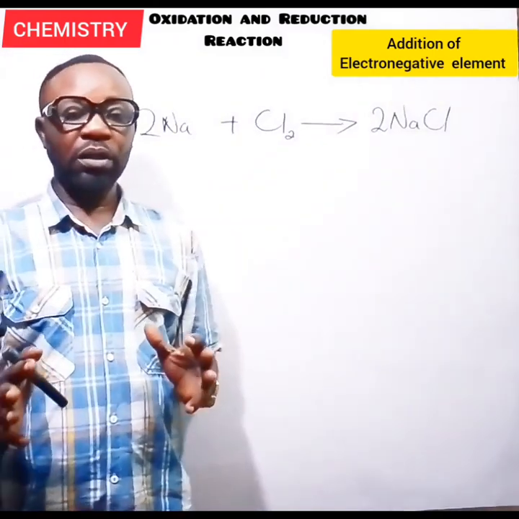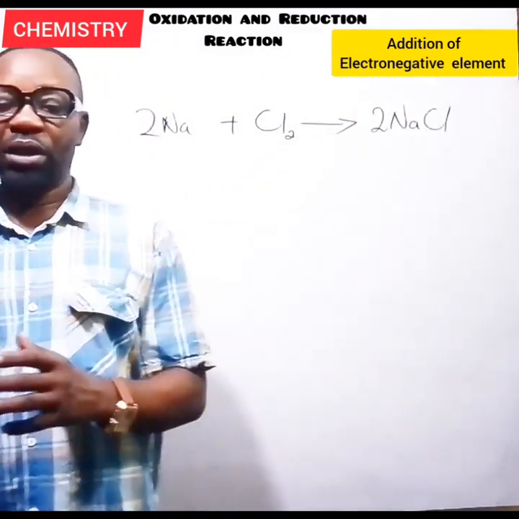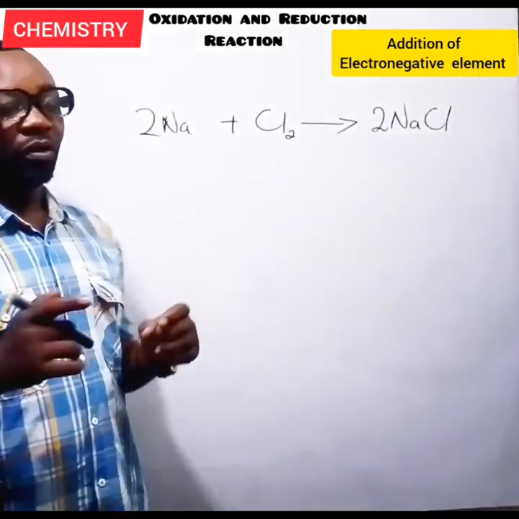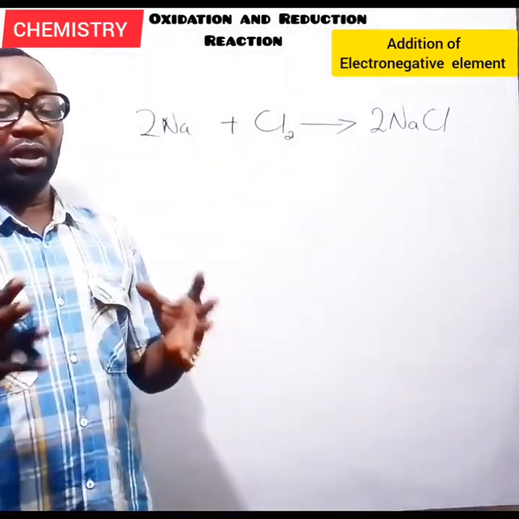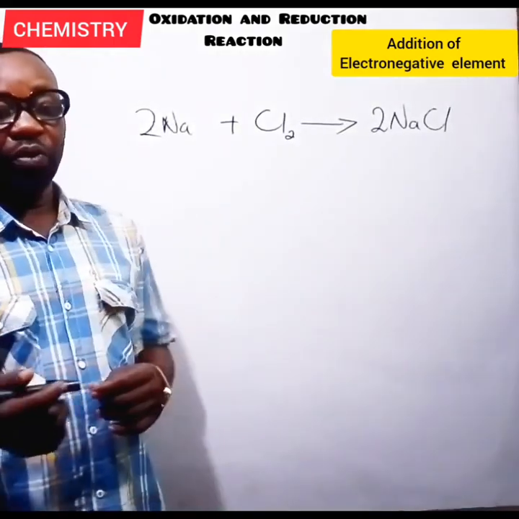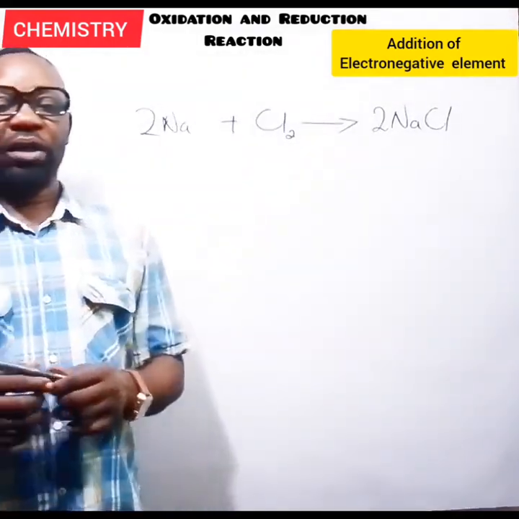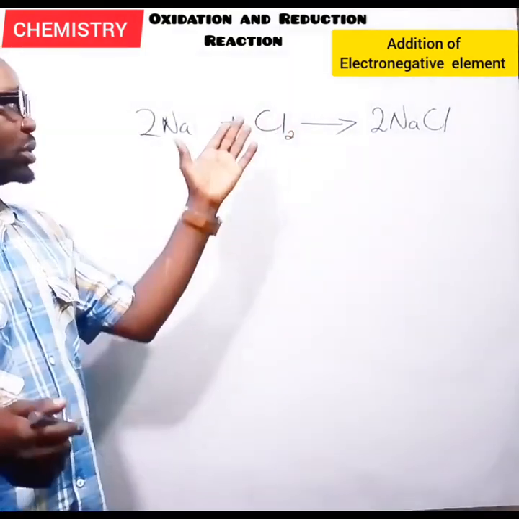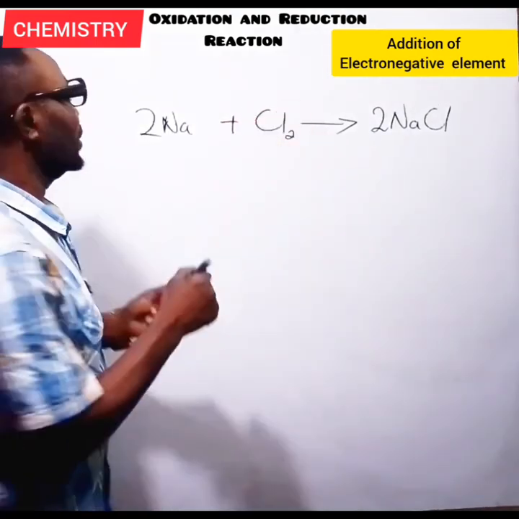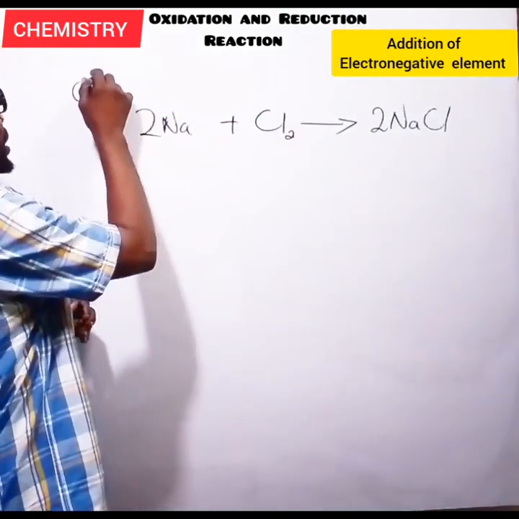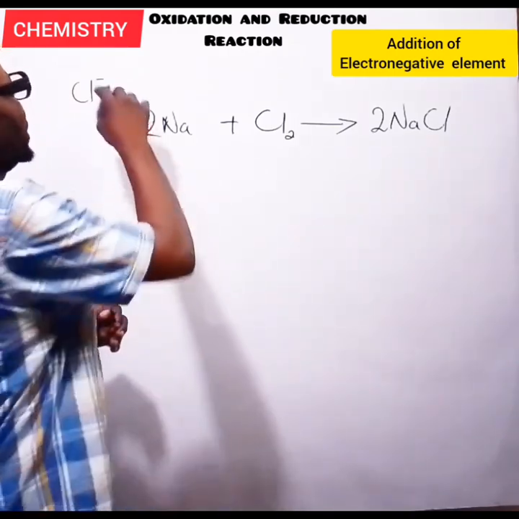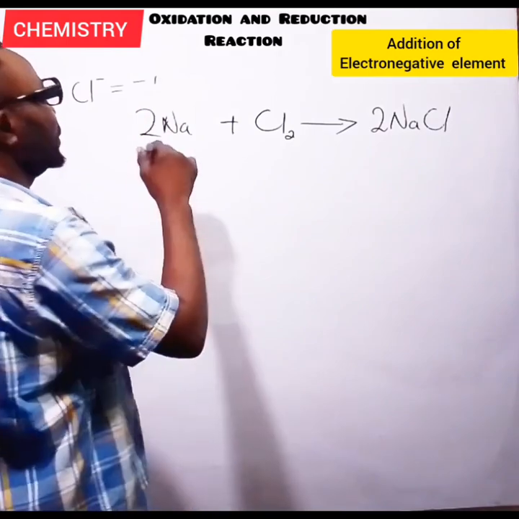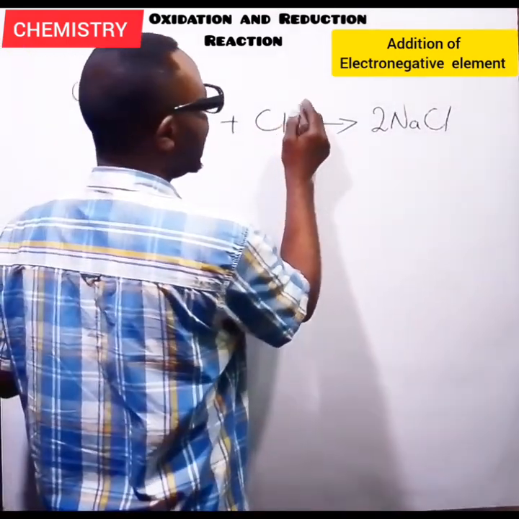Now, look at this reaction very well. You discover that you cannot make use of oxidation is the addition of oxygen and reduction is the removal of oxygen in this kind of reaction. But we have to look at it from the angle of which one is electronegative element, which one is electropositive element. Looking at this very well now, you will discover that this is an electronegative element because chlorine in compound state, chlorine ion, has an oxidation number of -1.